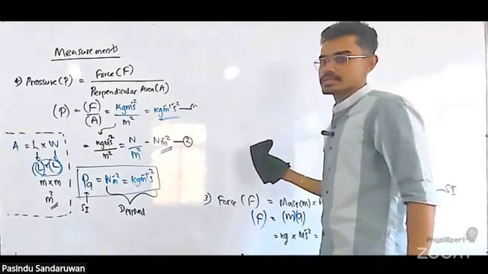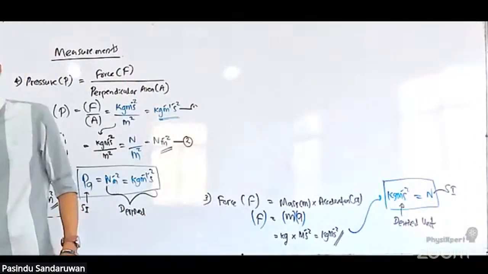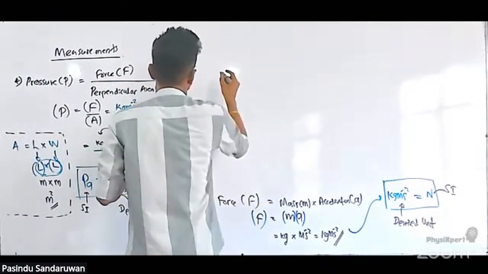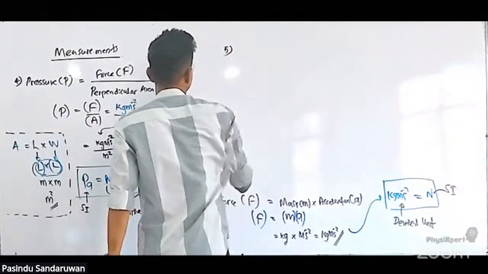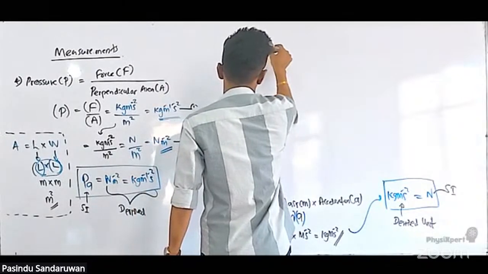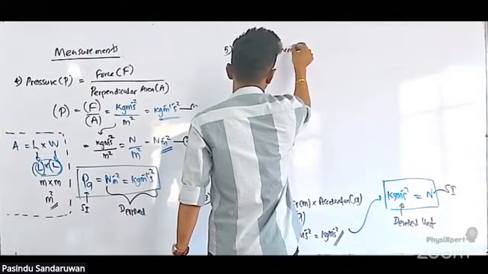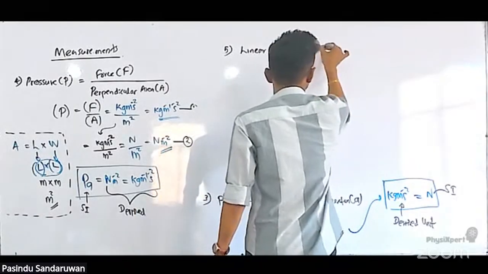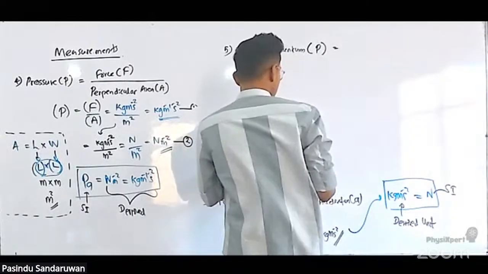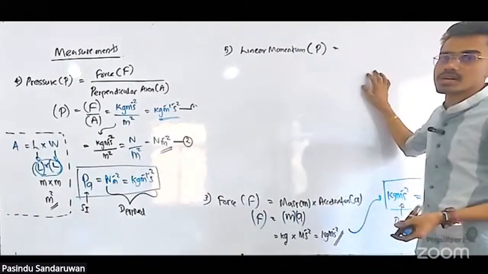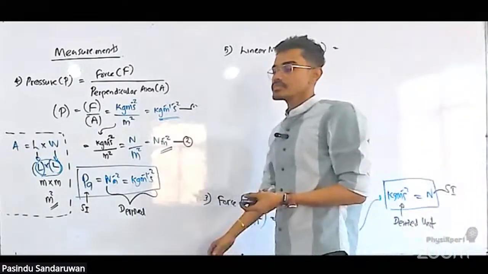Okay. Next. Number 5. Linear momentum. Linear momentum is also labeled by capital P. Now, in such cases, the meaning is contextual.